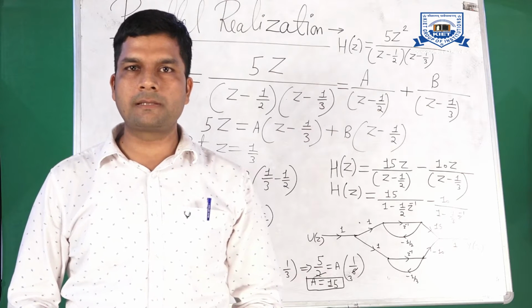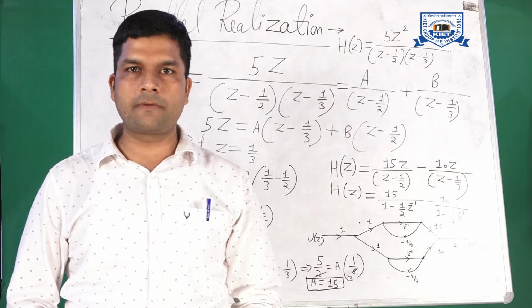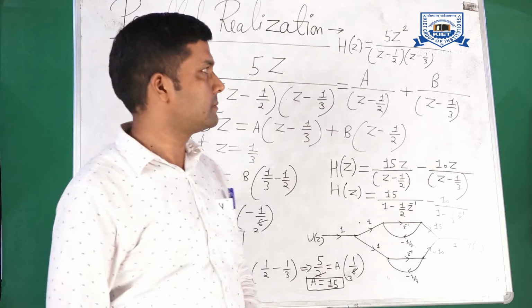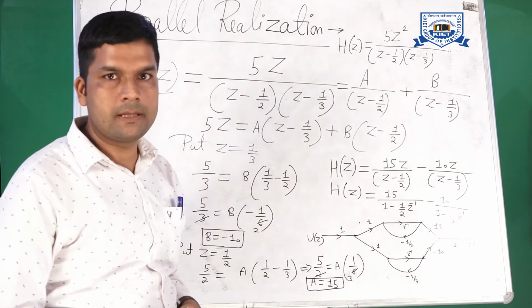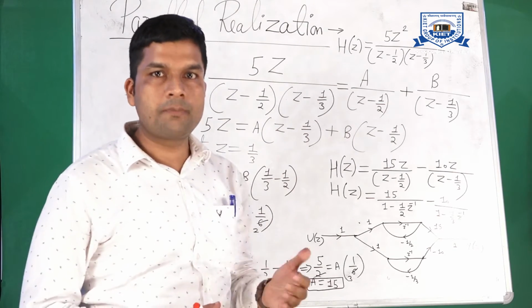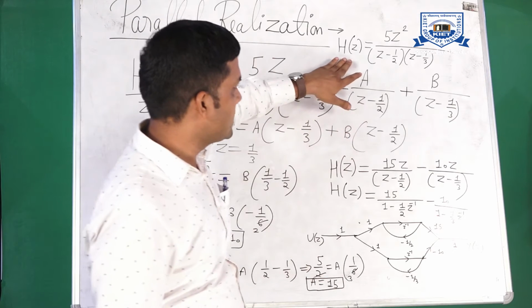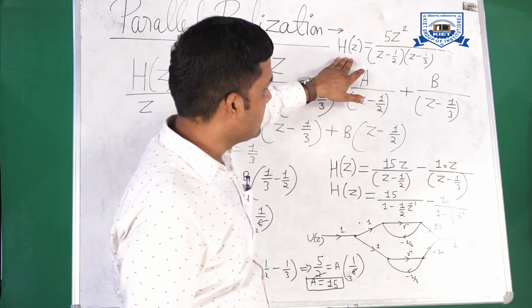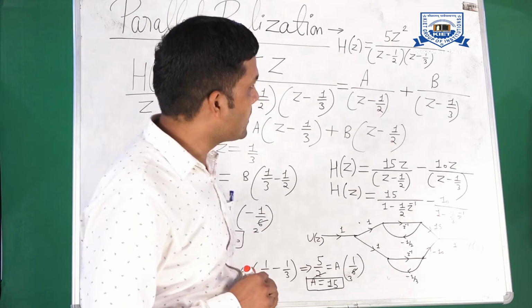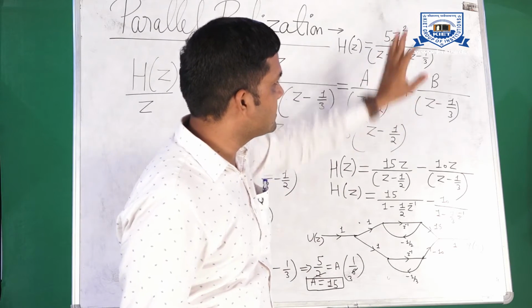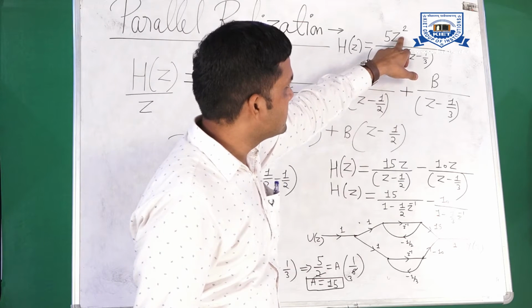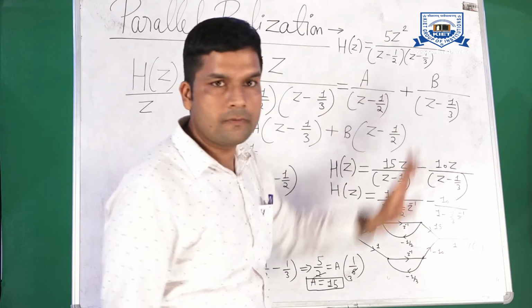In this lecture, we will see how to decompose the transfer function in parallel relation. In parallel relation, the given transfer function is decomposed using partial fraction. This is the example. A transfer function is given, and this is the proper transfer function because numerator and denominator degree are same, order is same. This is order of 2 and this is also order of 2.